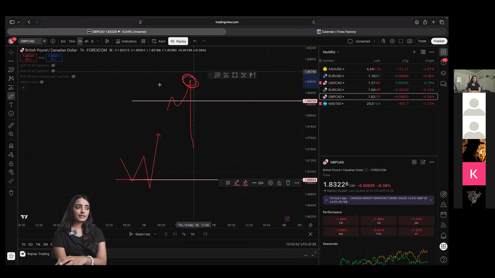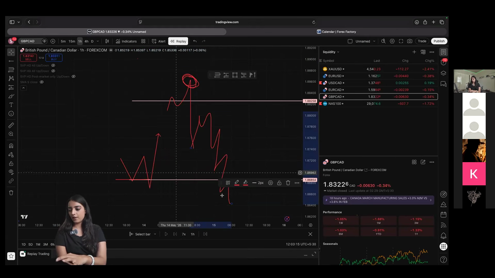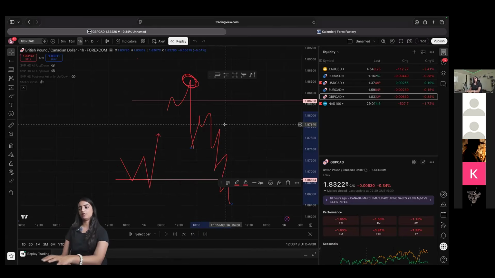If a QM creates a strong high or strong low, it's going to be protected. What do I mean by protected? I don't think price will go and sweep it because it's a strong high. It will be protected. Basically, I'm talking about QMs which have swept liquidity.